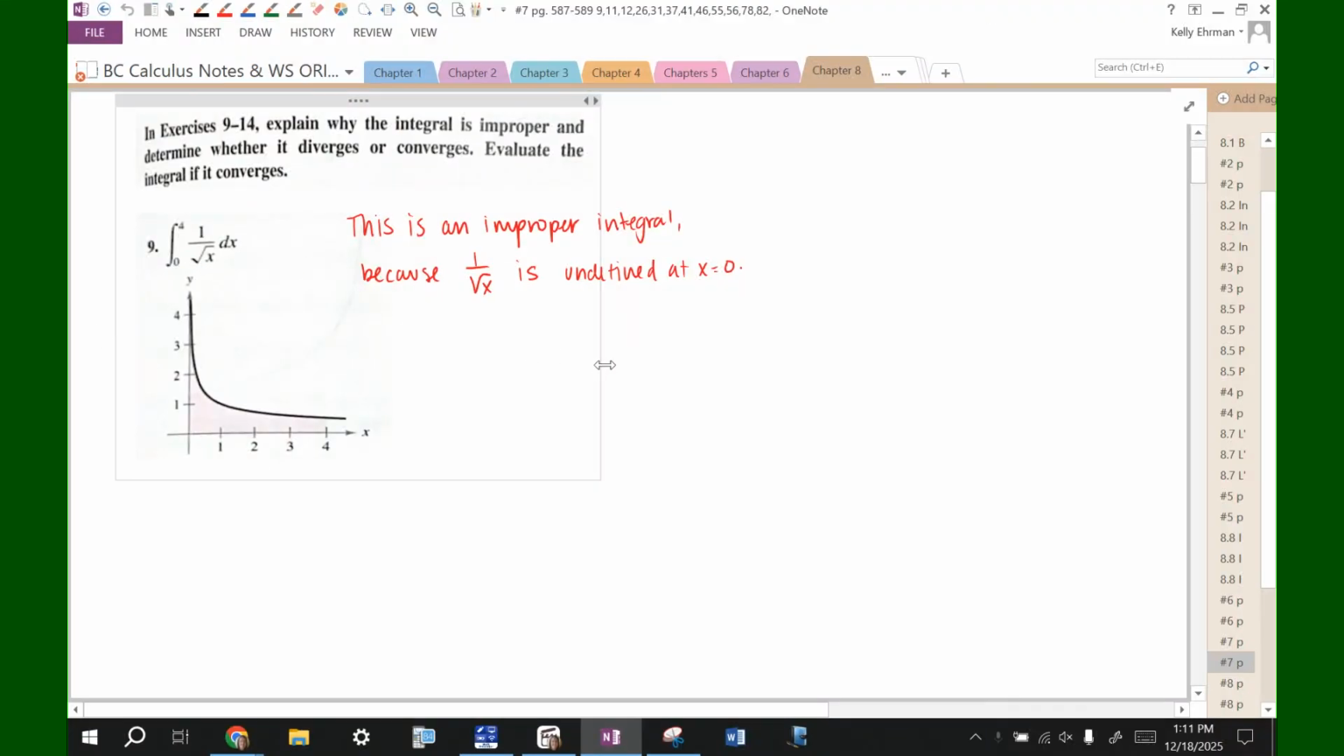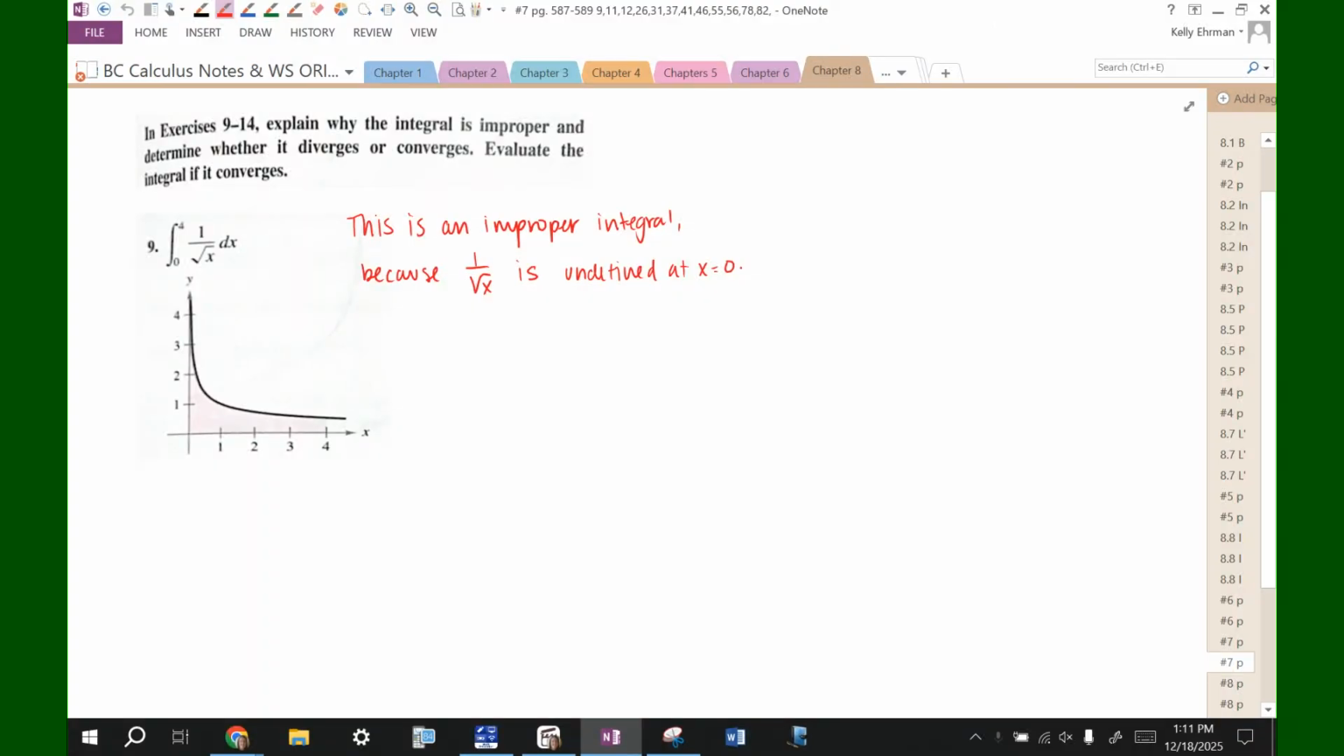And so we need to use limit notation to let a approach 0. We would be approaching 0 from the right. That's where the graph exists. So times the integral from a to 4 of x to the negative 1/2 dx. And then that, let's see, does it converge or diverge? Remember, it's not a p integral because it's not going to infinity. So we need to just see if it converges or diverges.